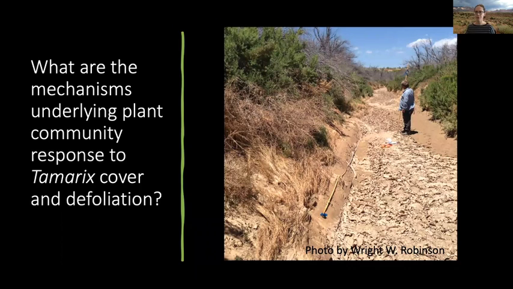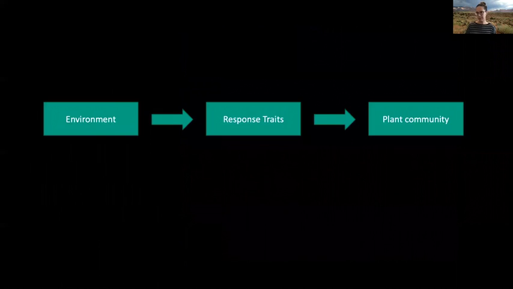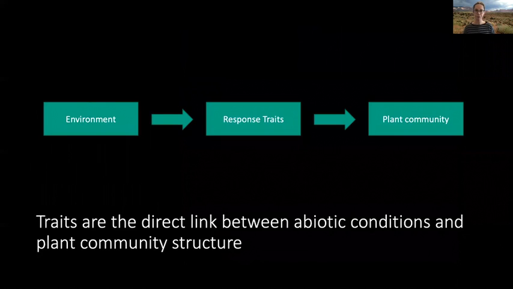So what causes such a wide range of responses? In other words, what are the mechanisms underlying plant community response to Tamarix cover? To answer this question, we're looking at plant community response using traits rather than species identity. Looking at traits makes sense given that a plant's traits, in large part, are what determine its ability to thrive in a given environment. So traits are the direct link between abiotic conditions and plant community structure.